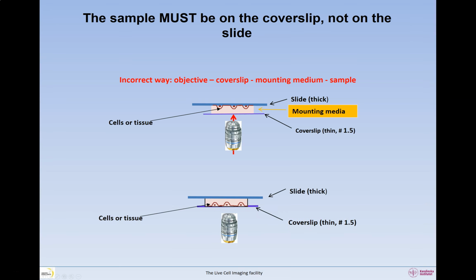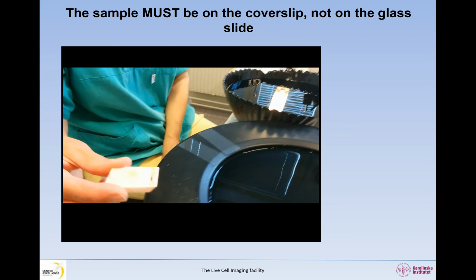Instead, you should place your sample on the cover slip as shown here, so that when you image, the mounting medium is not between the objective and the sample, and doing so you will have the best imaging conditions. It is easy to put sections on the cover slip instead of slides. In this short video, you can see how it's done.